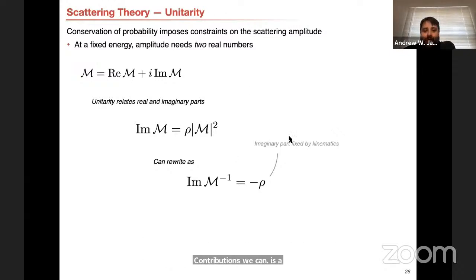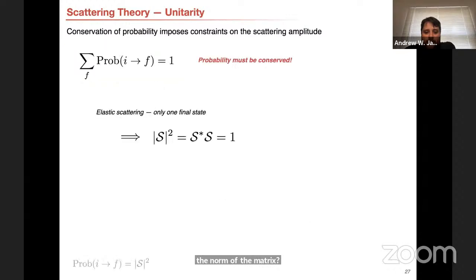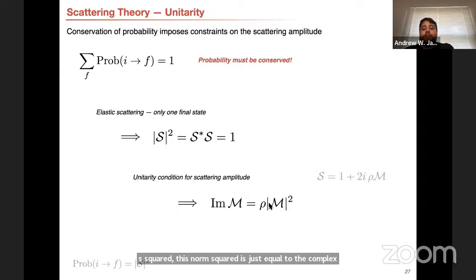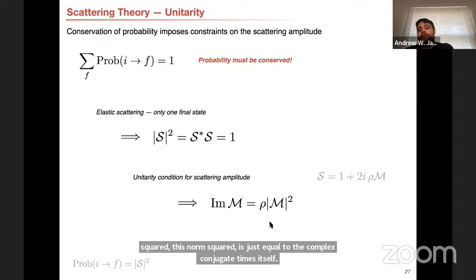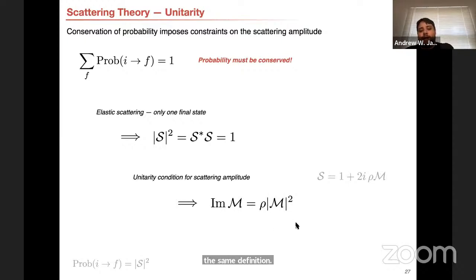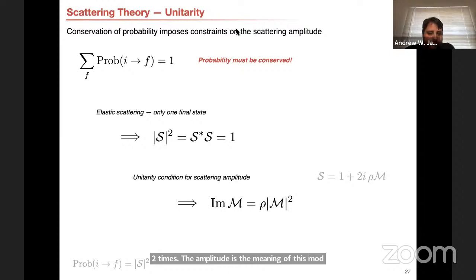There's a question here. How do we define the norm of the matrix M? So can I go back? Here, this modulus of S squared, this norm squared, is just equal to the complex conjugate times itself. When we're dealing with the scattering amplitude, it's the same definition. The complex conjugate of the amplitude times the amplitude is the meaning of this mod squared. I think that answers the question that you're trying to ask here.